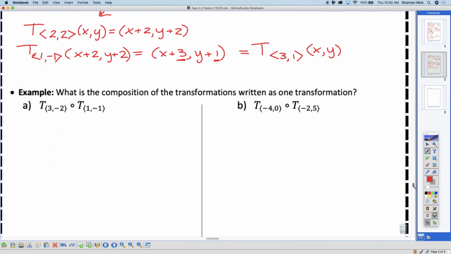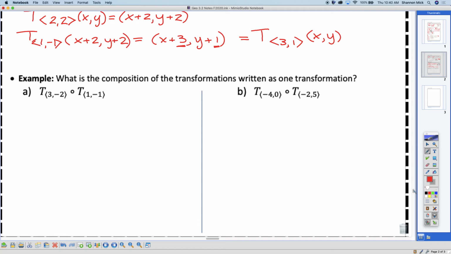Okay, so this is a composition because I have a little open circle, right? I'm going to do this first and then put my answer into what? The other one. So I have t of 1, minus 1 on xy. What does it tell me I'm doing to my x's? Adding 1. What am I doing to my y's? Subtracting 1. So that would be x plus 1 and y minus 1.